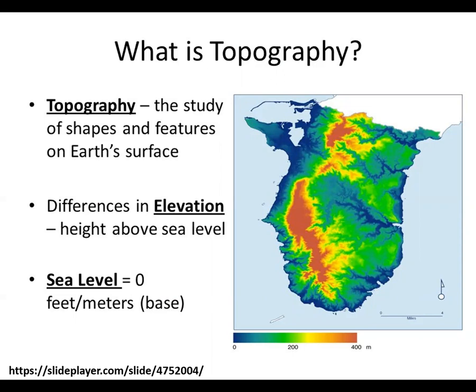Aside from the shapes of Earth's surface, topography also shows us the elevation. This elevation is with reference to the sea level. Some areas are above sea level, some areas are below sea level. And sea level is designated with 0 because it is the baseline.